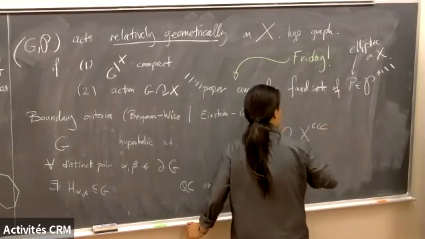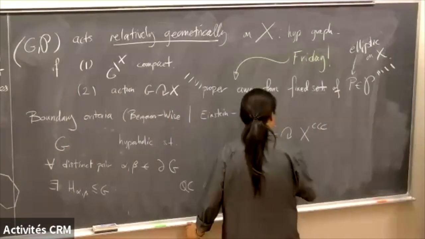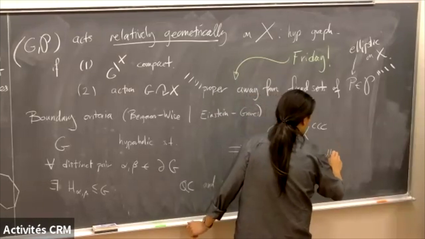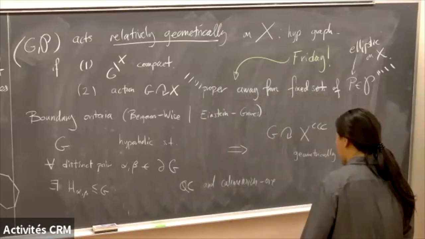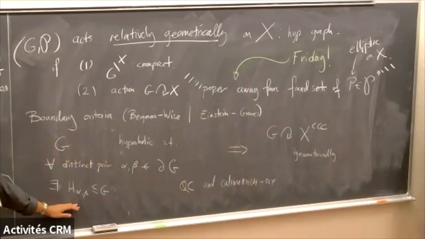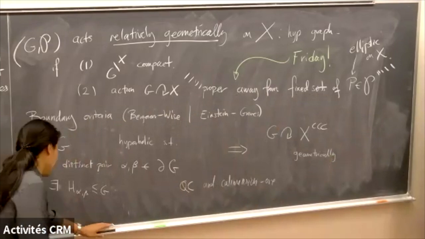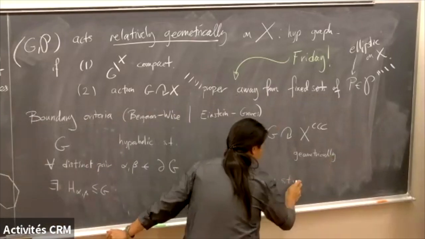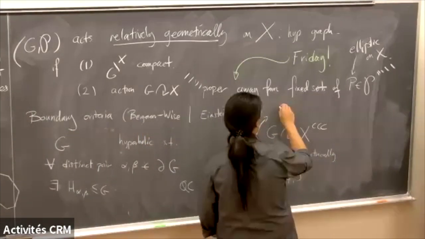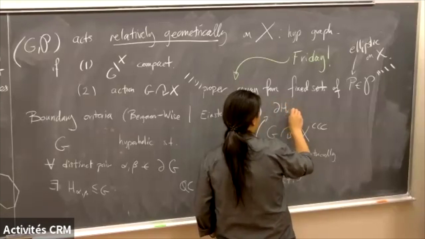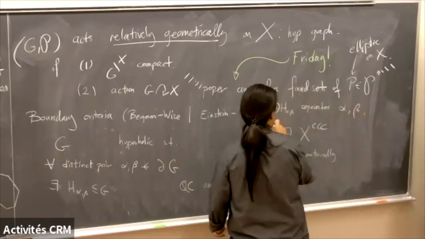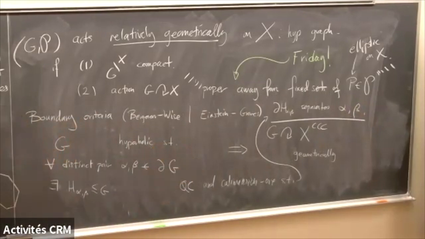Every pair of points, I separate them by one of these subgroups, then G acts on a CAT(0) cube complex geometrically. What's this subgroup supposed to do? It's supposed to separate alpha and beta. So I'll put the condition up here: the boundary of H separates alpha and beta. Then you get a geometric action.